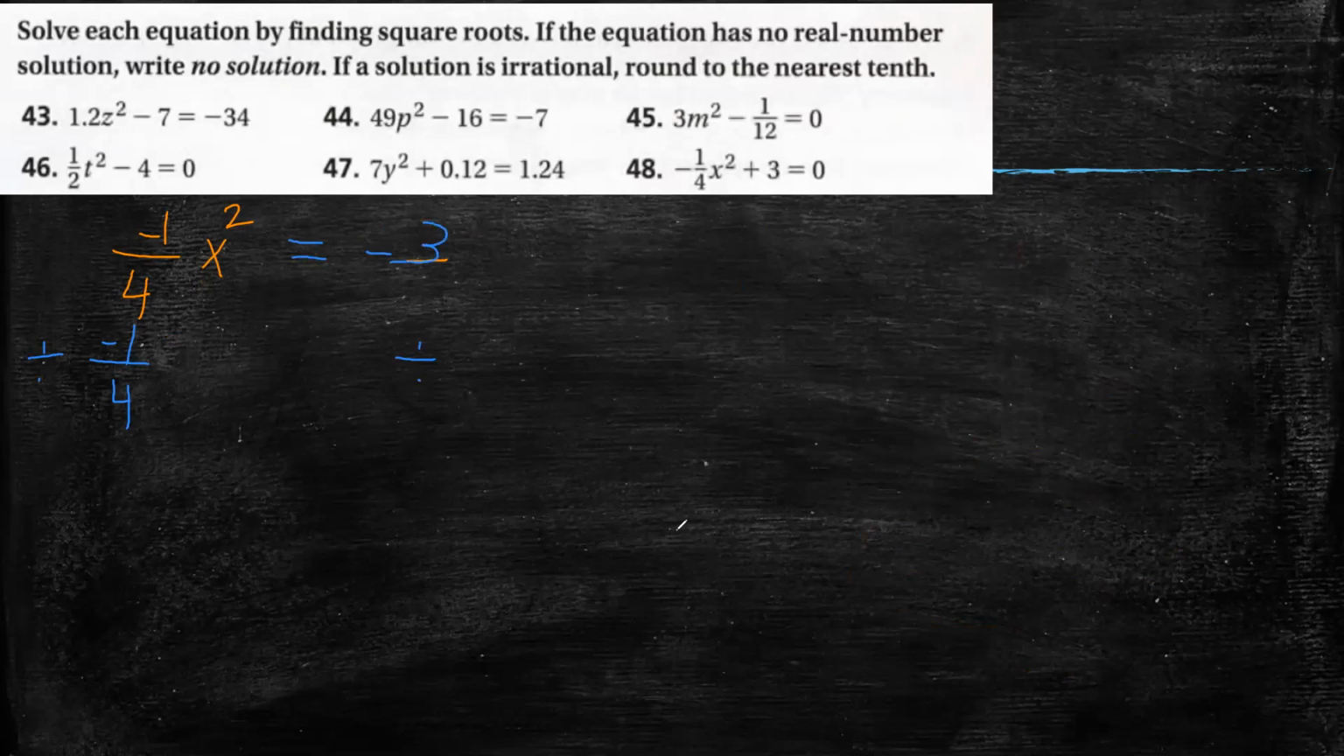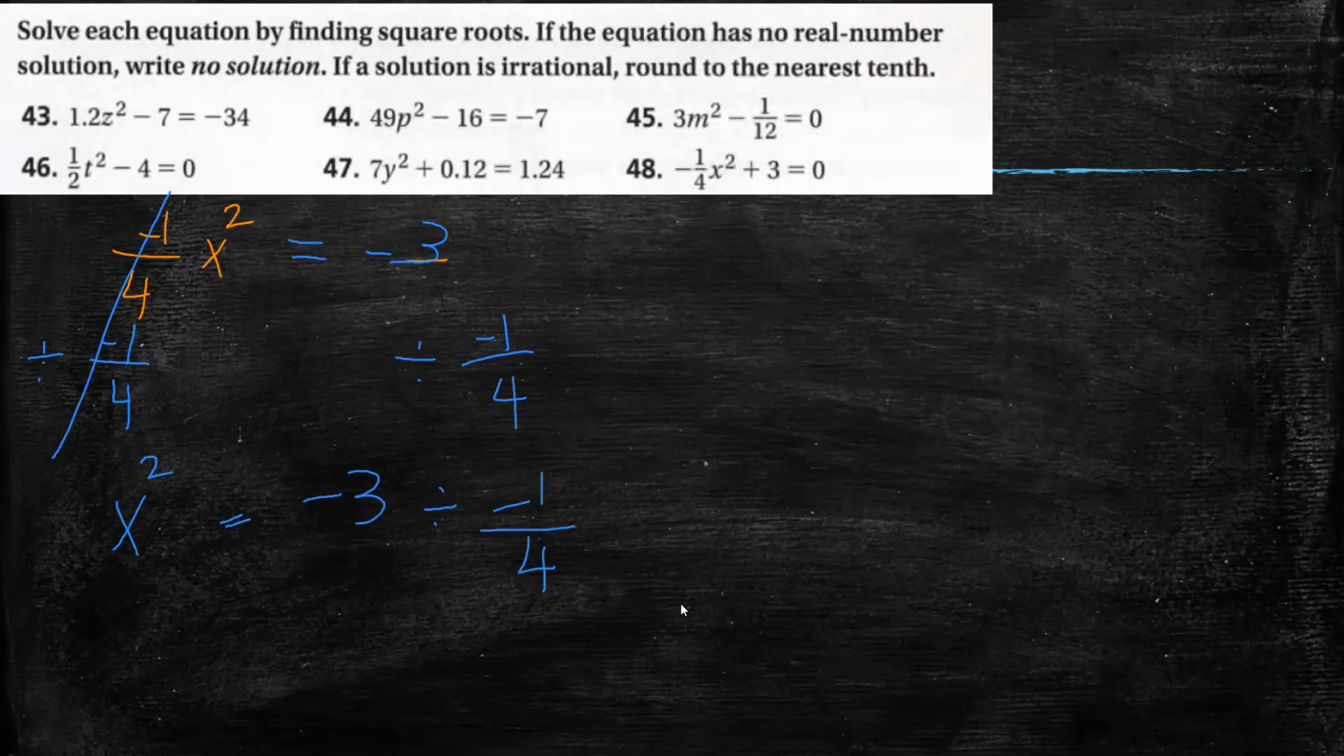Now divide by negative 1 over 4. Look at the first one. Negative 1 over 4 divided by negative 1 over 4 is 1. Is it right? Yes. The second one here is negative 3 divided by negative 1 over 4.